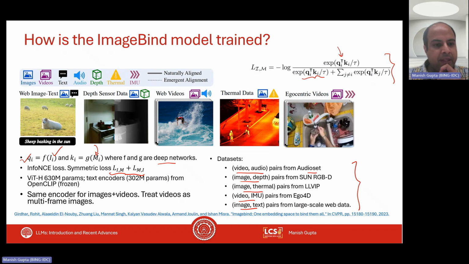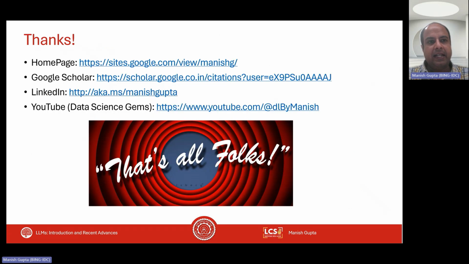So that's that. Now, essentially for ImageBind, for the image encoder, they use the ViT-H, the huge model, with 630 million parameters. And for the text encoder, they basically used 302 million parameters from OpenCLIP. I think for training, as far as I remember, they froze the text encoder part, but then they trained the other modalities in that sense. That's that. So they use the same encoder for images plus videos, where videos are just treated as multi-frame images. Right. That's that. Okay, so more or less, this is what I had for you for this session.